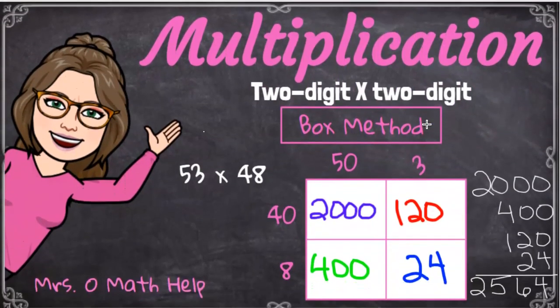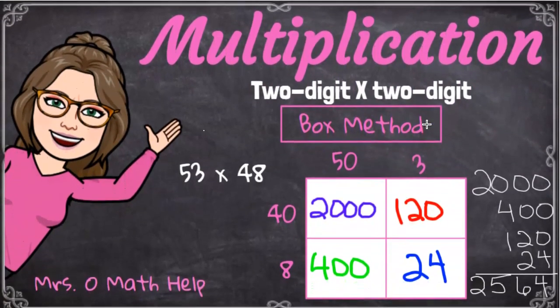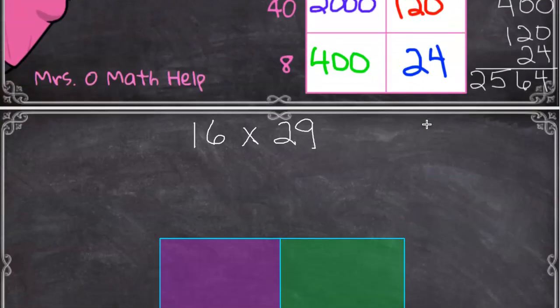In this video, we're going to be discussing multiplication of two-digit numbers times two-digit numbers, and we're going to be using the box method. As someone who's taught high school, I will tell you that if you can learn this method, you will see it again in algebra when you are multiplying binomials. So it will serve you well in the future. Let's look at some problems.